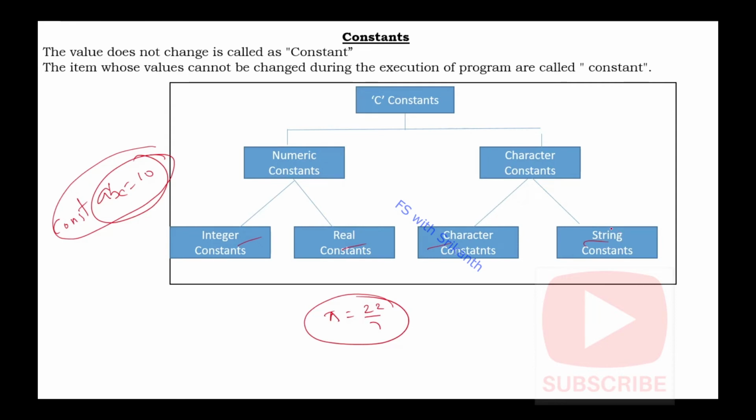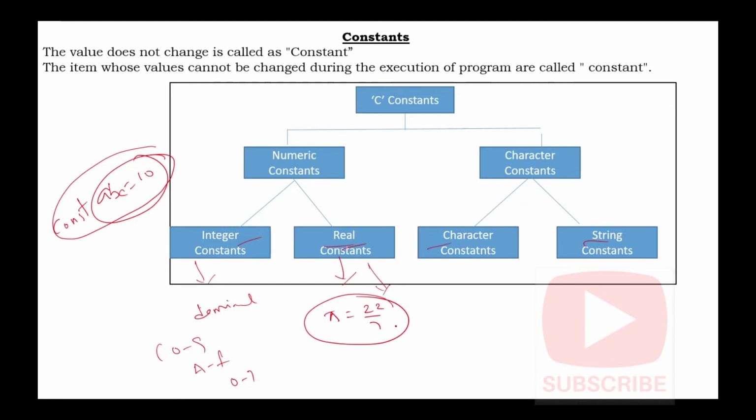Just observe, integer constant. An integer constant is formed with a sequence of digits. This is also a sequence of digits, but the difference is that an integer constant never allows decimals. Decimals are not allowed here, and here decimals are allowed. It is a combination of 0 to 9, A to F, and 0 to 7, meaning decimal numbers, octal numbers, and hexadecimal numbers are allowed in an integer constant.